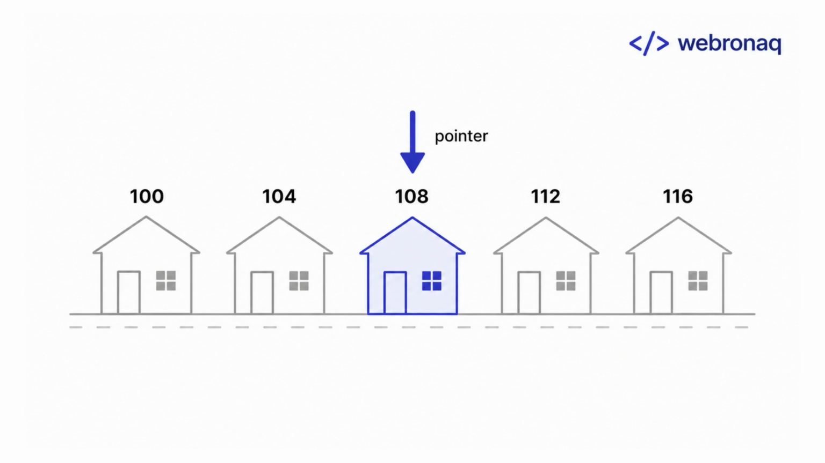A pointer does not hold a value directly. It holds the address of where that value lives in memory. Simple as that. And once you have that address, you can navigate. You can move from one location to the next, which is exactly what traversal is all about. In this video, we are going to build that idea from the ground up, step by step. Let's start with how variables actually live in memory.